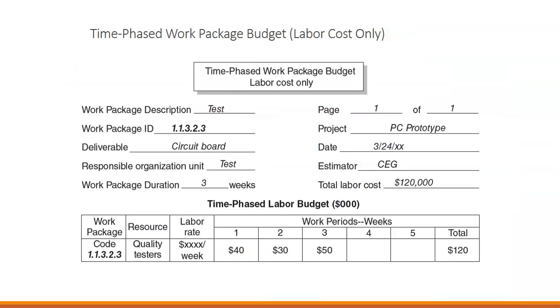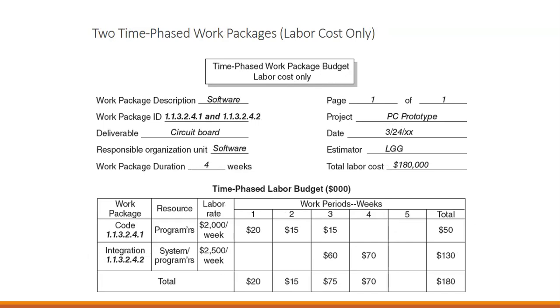This time-phased budget, then, we can see we have different costs in different weeks. We have a total projected labor cost of $120,000, which is going to be spread over the first 3 weeks of this activity. Then as we add activities, we can see that once we move to the second work package, which is integration, in work periods 3 and 4, we add additional costs.